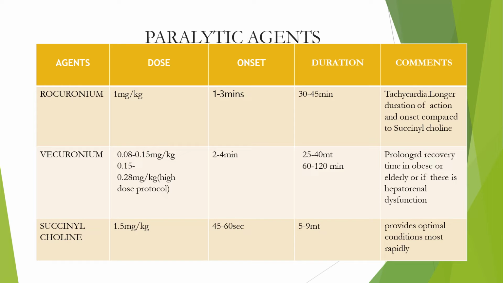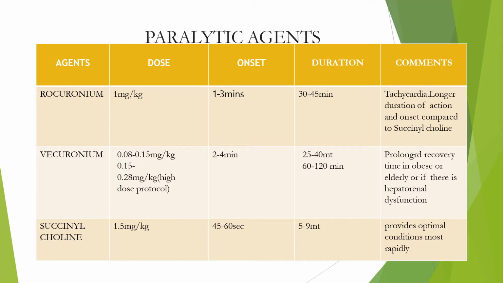Paralytic agents are three, mainly rocuronium, vecuronium, and succinylcholine. Rocuronium, the dose is 1 milligram per kilogram, and onset is 1 to 3 minutes, and duration of action is 30 to 45 minutes, and it causes tachycardia, longer duration of action and onset compared to succinylcholine.